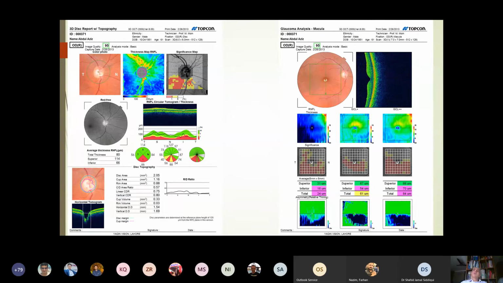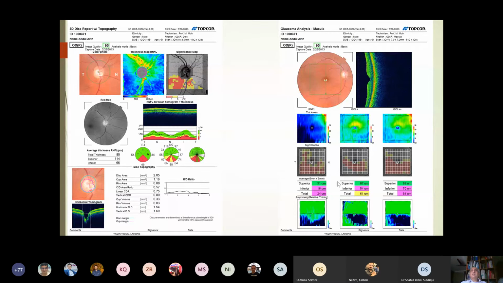Now you go on to the main chart, which is the central one, which is the ganglion cell plus the inner plexiform layer. What we wanted to see was a normal yellow donut around the fovea, but the donut is missing inferiorly. And this is what you see in the average.